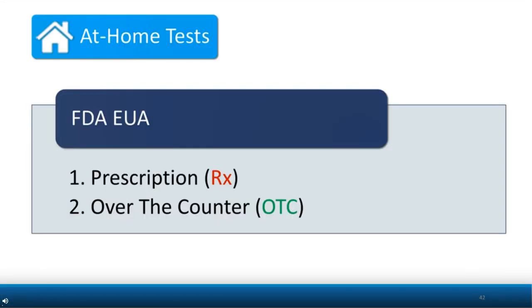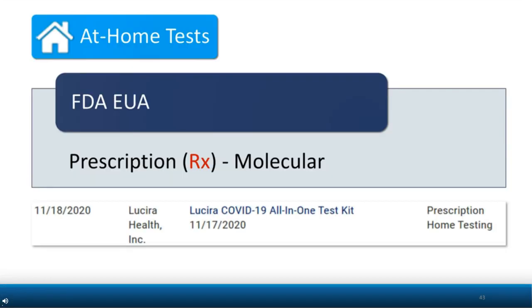Now I want to review some at-home tests that have gotten some emergency use authorization from the FDA. There are 2 different types of at-home tests. They can either be tests that are done by prescription, so your healthcare provider would prescribe one of these tests for you and you would do the testing at home. Or there's also now over-the-counter tests where you do not need a prescription from a healthcare provider. You can simply walk into your pharmacy, pick up one of these tests, purchase it, take it home, and do your own test at home. So there's several examples. I'm just going to go over a couple of them for you.